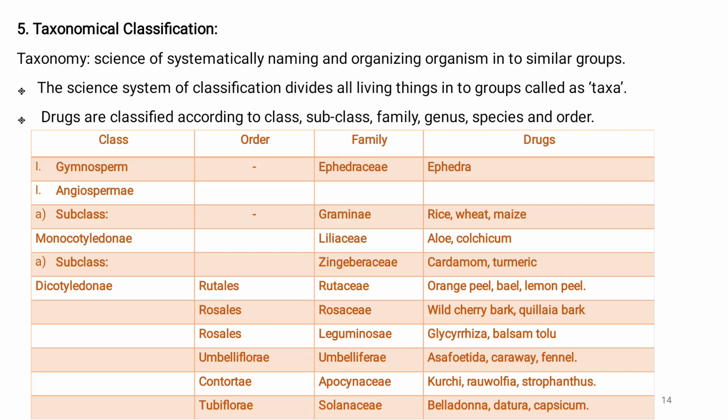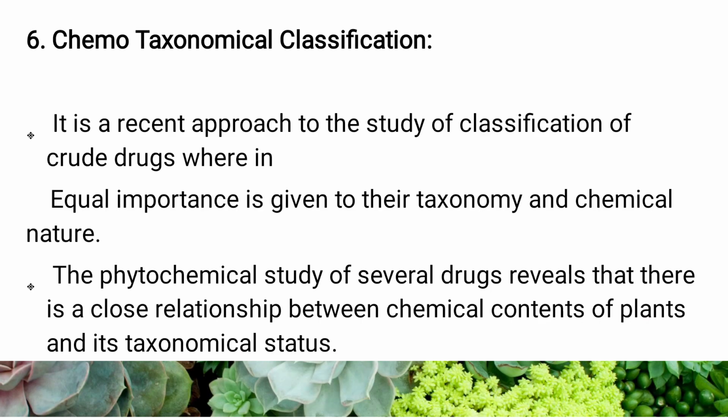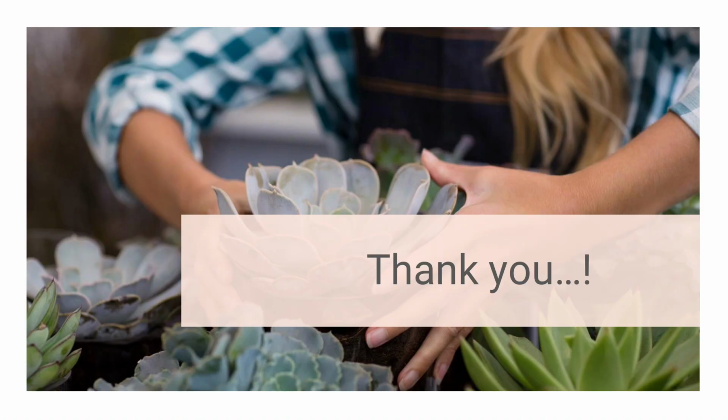So in this chart we can see class, order, family, and drugs of each class. Next classification is chemotaxonomical classification. It is a recent approach to the study of classification of crude drugs wherein equal importance is given to their taxonomy and chemical nature. The phytochemical study of several drugs reveals that there is a close relationship between the chemical contents of plants and their taxonomical status.